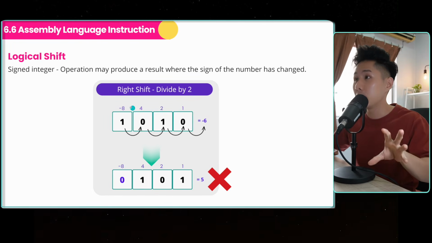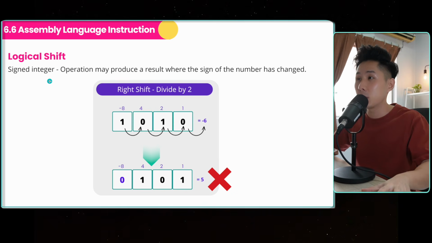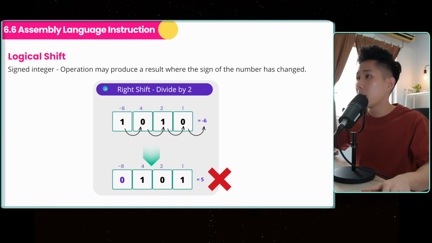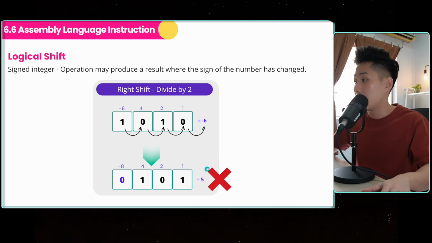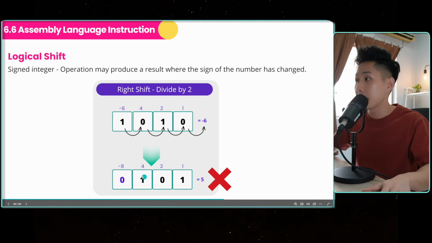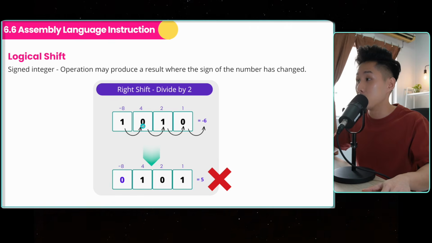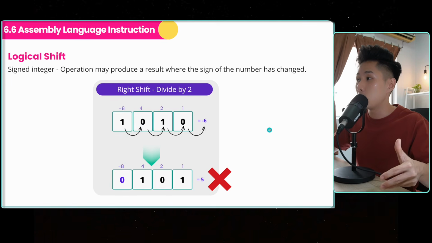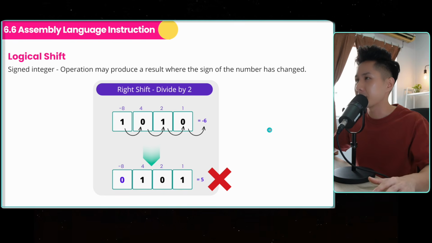But for certain examples, like signed integers, what we learned in chapter 1, the first bit is used to represent whether they're negative or positive. So the operation may produce a result where the sign of the number has changed. In this example, if we were to right shift a signed number, you'll find that before this it is -6. But after you right shift it, instead of dividing the number by 2, the value is now incorrect because the sign bit has been moved. So logical shift doesn't really work that well for signed integers.